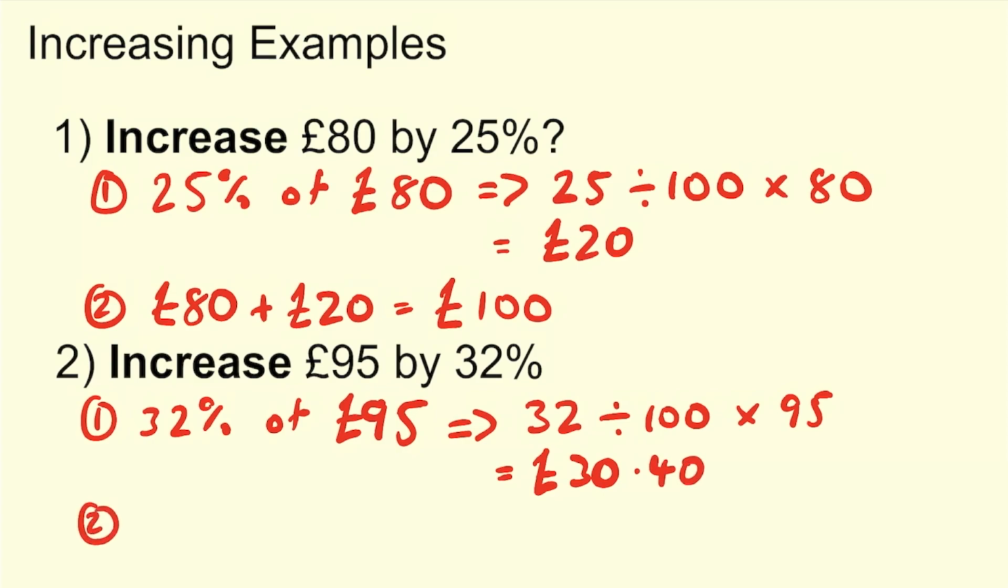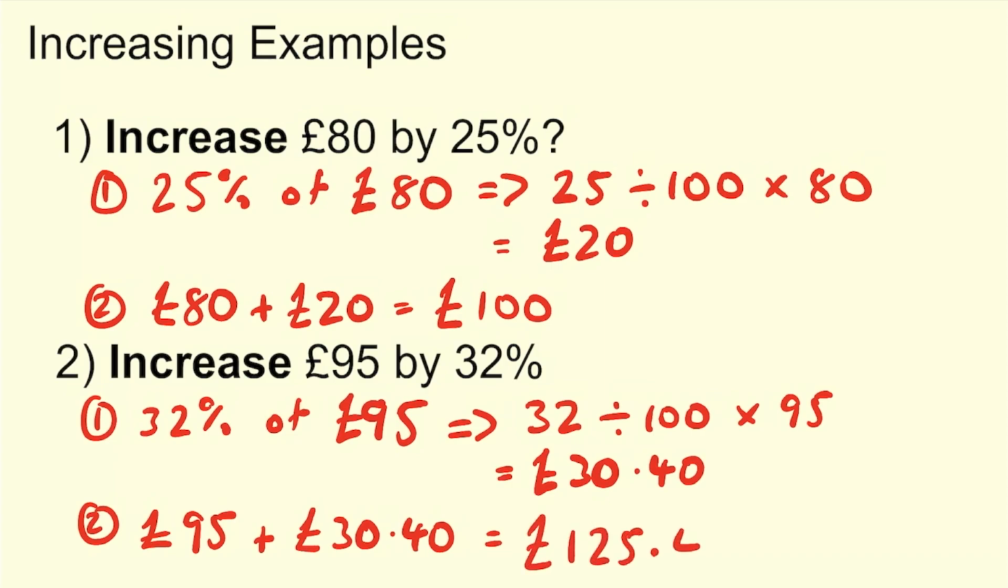Remember, we've been asked to increase by 32%, so we're going to take the original amount, in this case £95, and add on the £30.40, an answer of 125.40. It's £125.40.